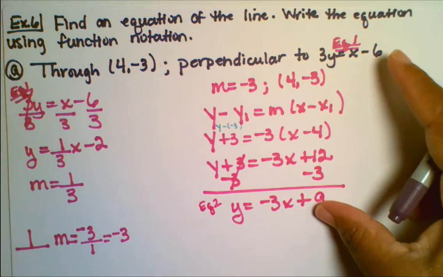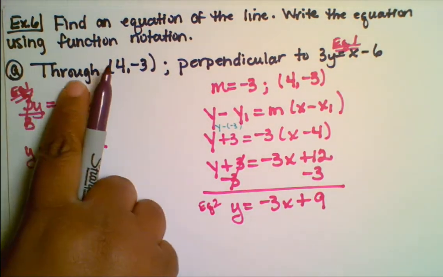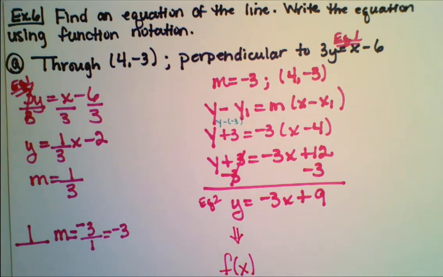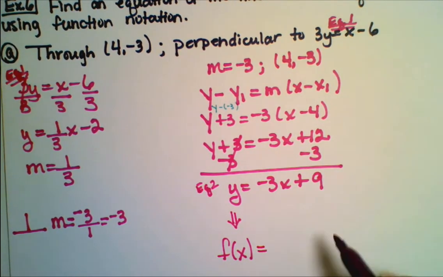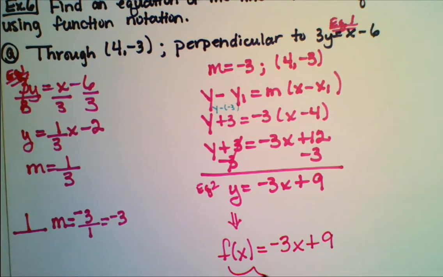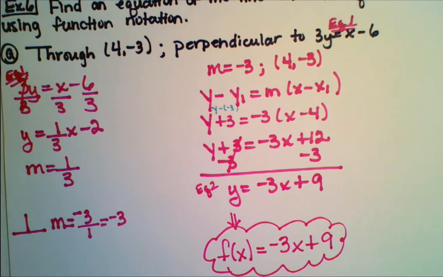We're almost there. We just need to write the equation using function notation, so just replace y with f of x. And we have f(x) = -3x + 9. There we go. Example B.